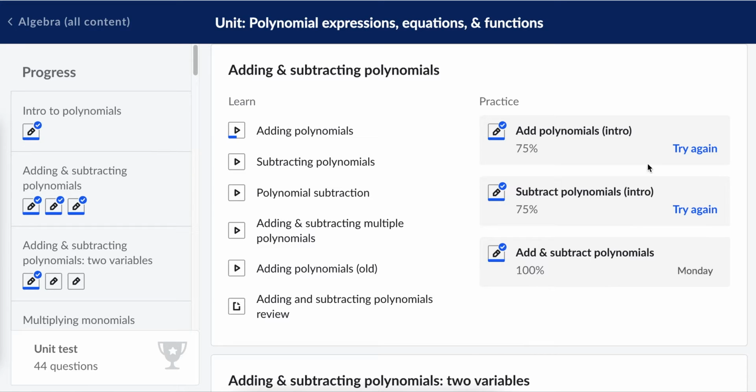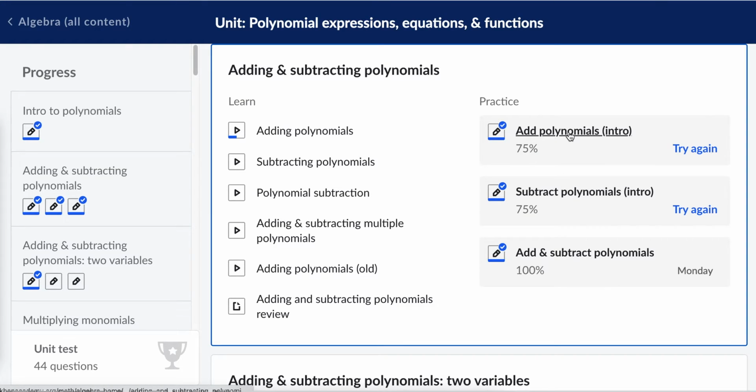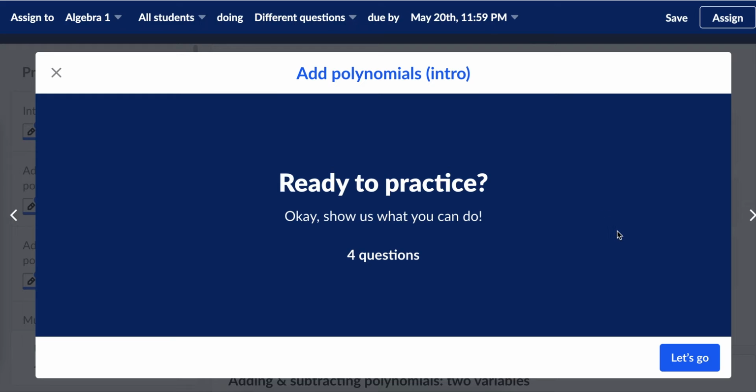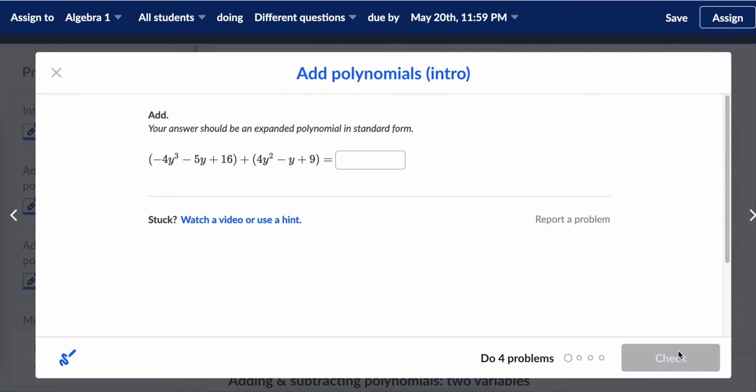Adding and subtracting polynomials. So we're going to take a look, first of all, at the introduction of adding polynomials. The idea here is that we're essentially just adding numbers together. We're combining like terms, right? So it's all about combining like terms here, and consider it as if this was written differently.